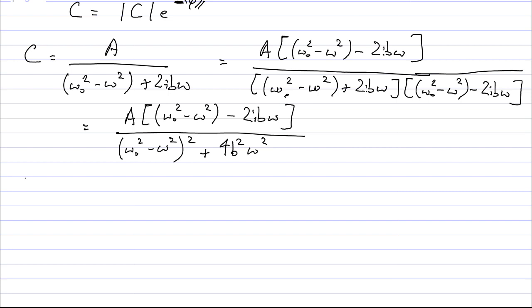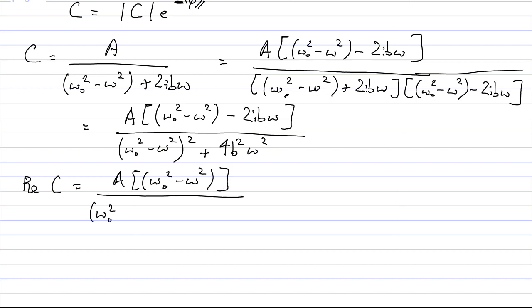So the real part of C is given by A times omega naught squared minus omega squared, divided by omega naught squared minus omega squared, whole squared, plus 4b squared omega squared.